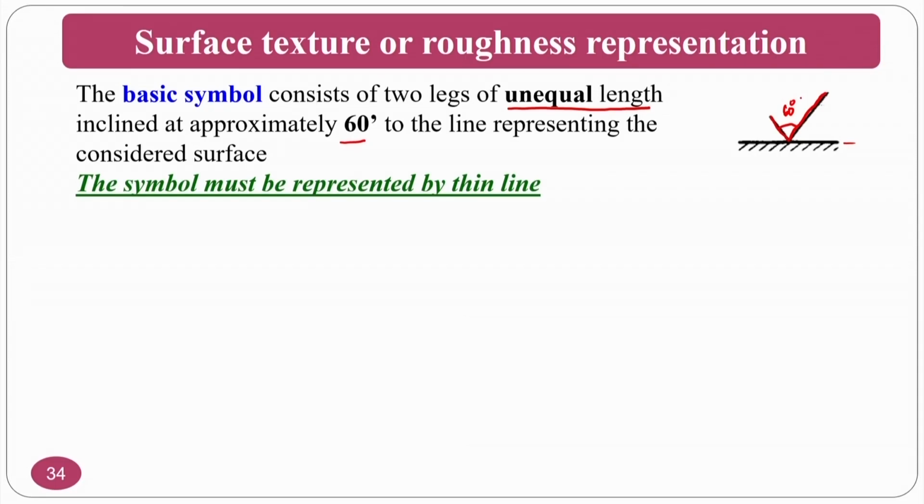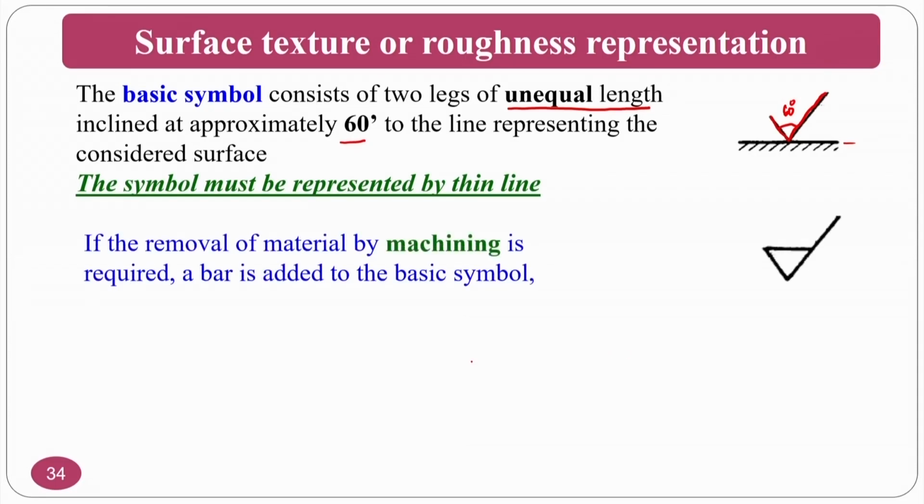How do you add on things? Assume that the material removal is by a machining process, so you will add a bar to the basic symbol. Just add a bar to the surface symbol. That represents the machining process.